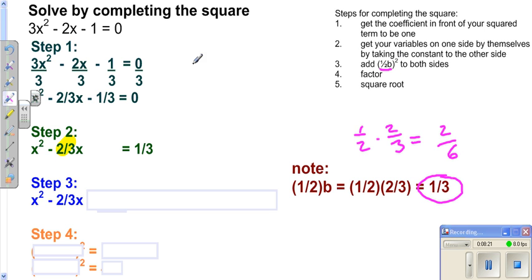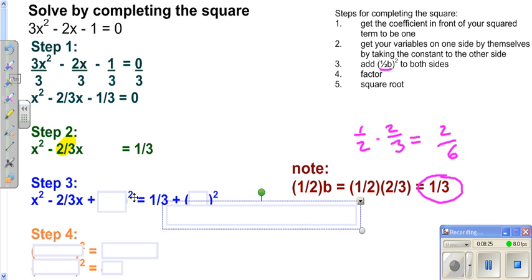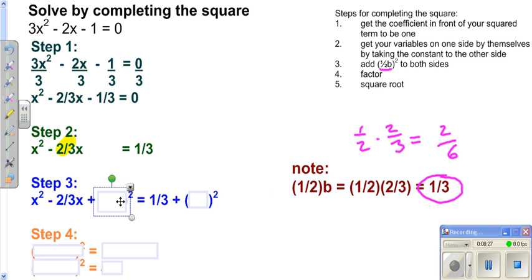But it says you also need to square it. So we'll have to square that. So we're going to have a plus of 1/3 all squared here. And then we'll have to have that on the other side, because if we add something on the left side, you got to add it on the right side, a 1/3 squared over here.